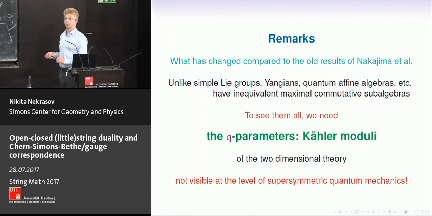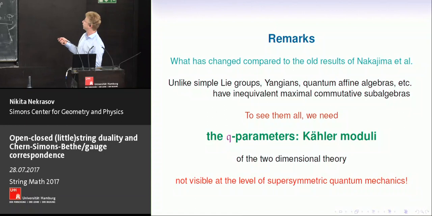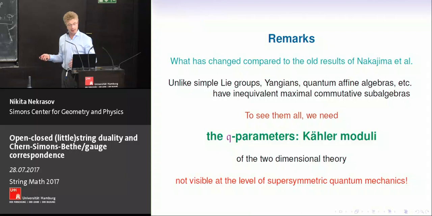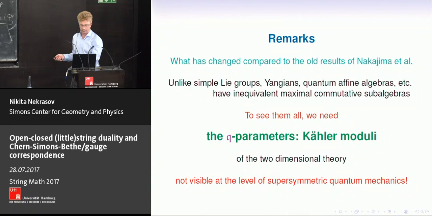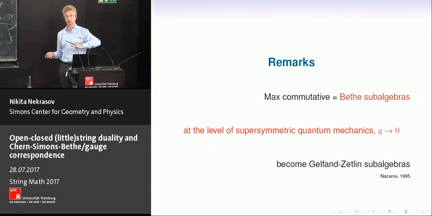What changed from the old results of Nakajima and Varagnolo and others was that the two-dimensional perspective, two and higher dimensional perspective, introduced additional parameters into the game, the Kähler moduli, which correspond to twist parameters on the quantum integrable side. And so that allows you to scan through the whole set of commutative subalgebras of Yangian or quantum affine algebras, and not only the so-called Gelfand-Zeitlin subalgebras, which you see in the conventional approach of Nakajima and Varagnolo, when you study, in physics language, supersymmetric quantum mechanics as opposed to the sigma model. So you lose the Kähler parameters.